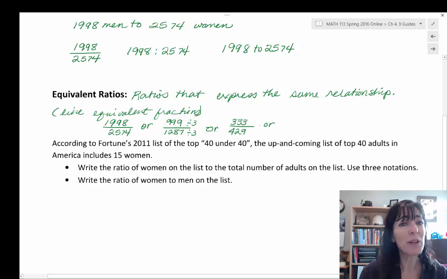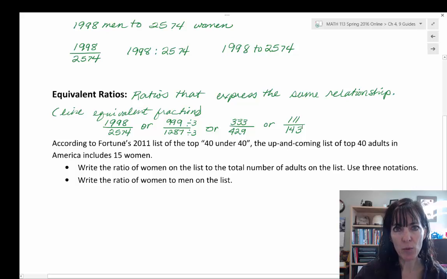And I know 333 is still divisible by 3, and then I can check 429. So 9 plus 2 is 11, plus 4 is 15, and 15 is divisible by 3. So I know 429 is. So I can do that using long division, or I can just use my calculator. And that gives me 111 over 143.